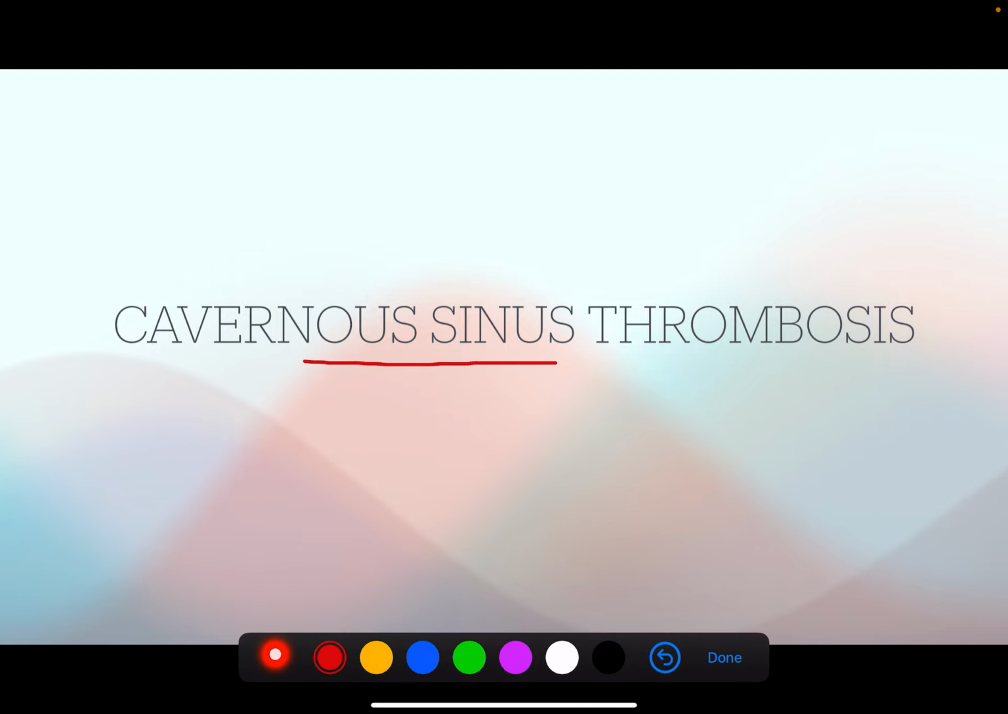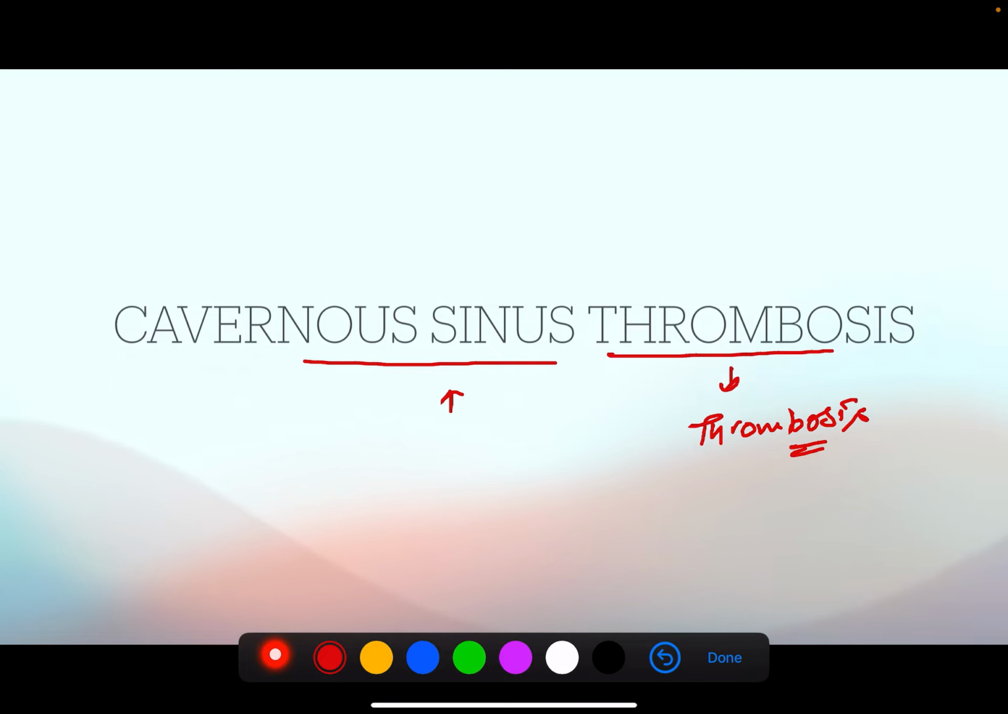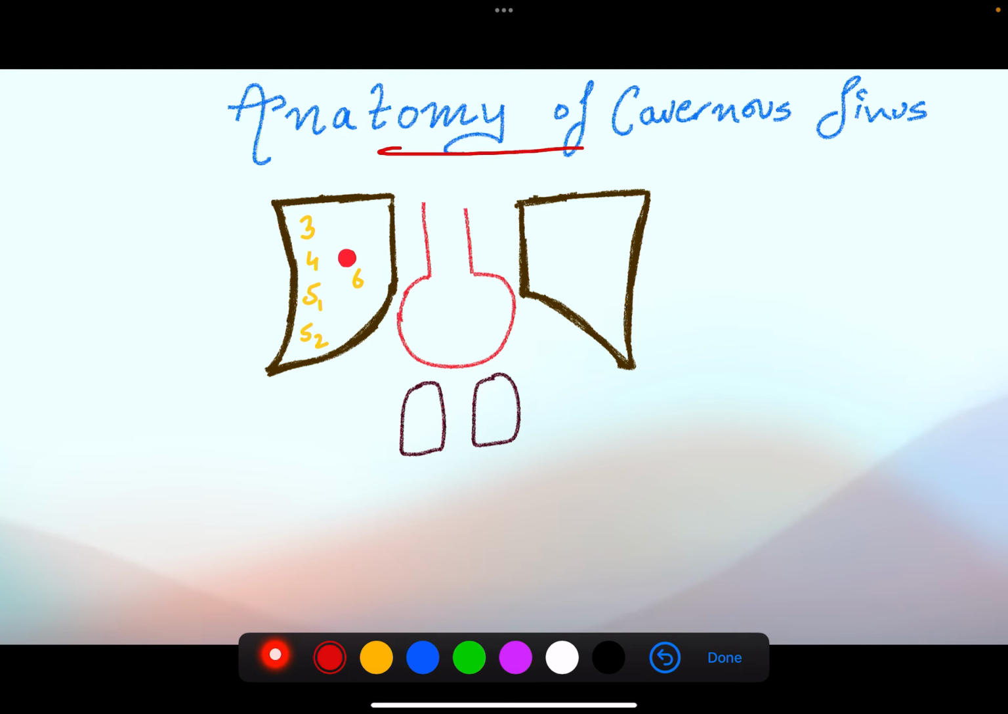Today we'll be learning about cavernous sinus thrombosis. So basically in this disease there will be thrombosis inside the cavernous sinus. So first we'll learn about the anatomy.